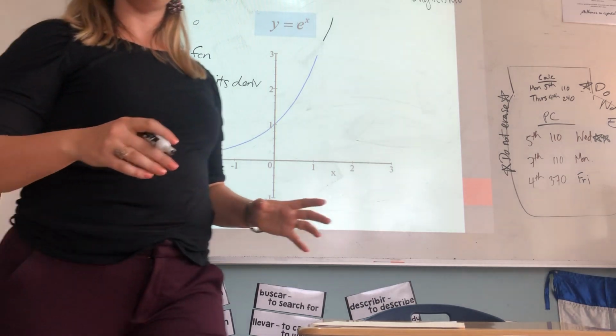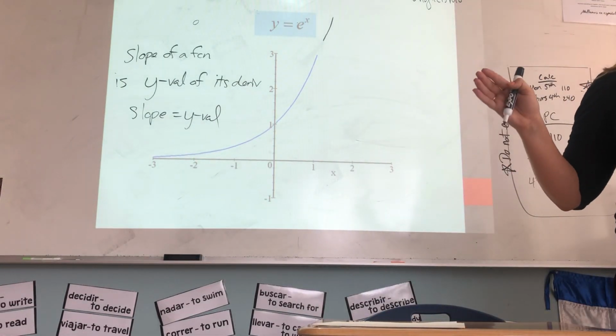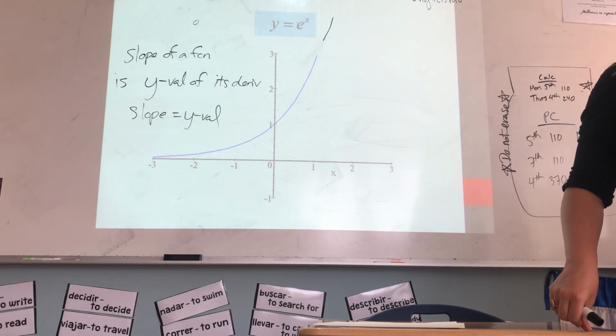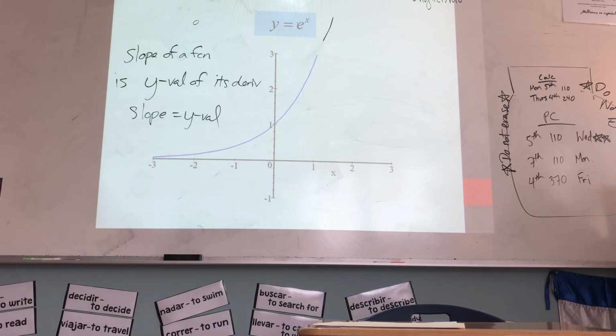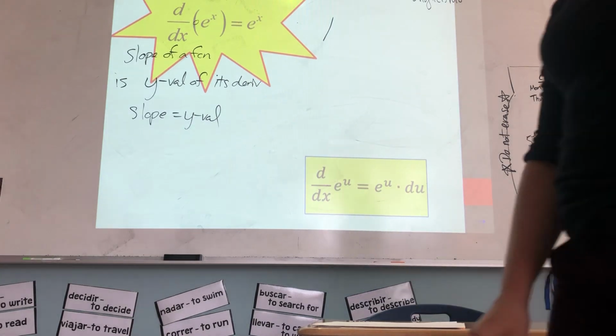Here's what we're building up to. The derivative of e to the x is e to the x. It's itself. I really like that.